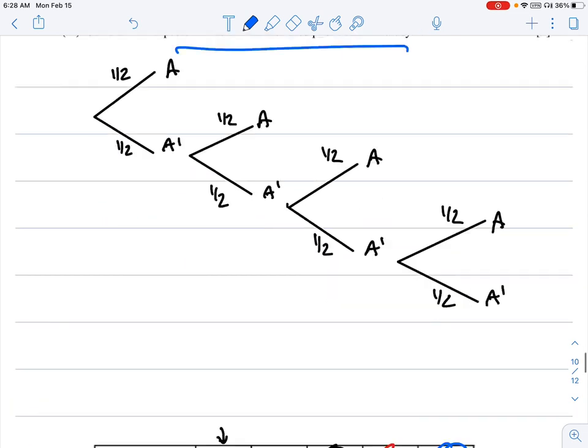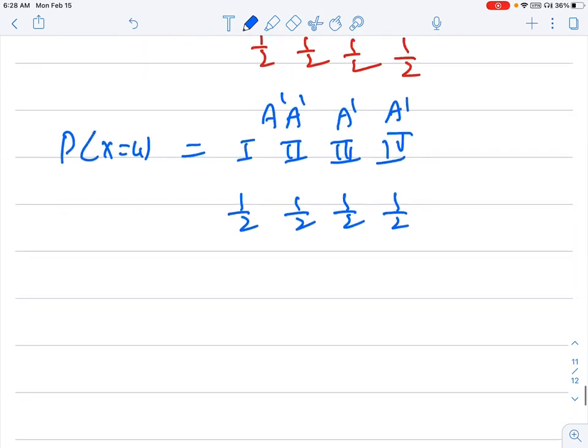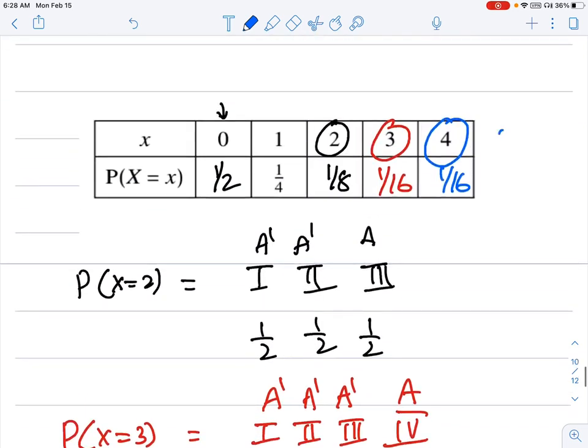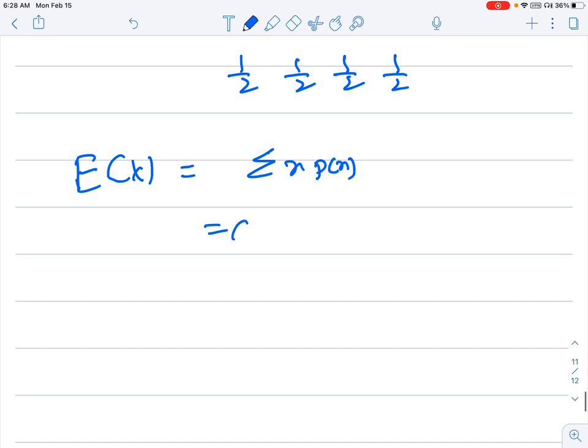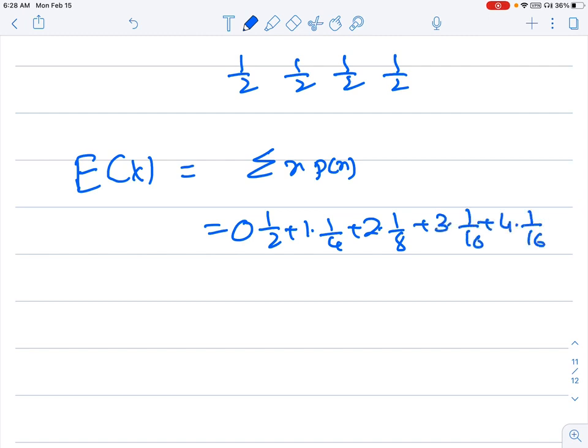Calculate the expected frequency. He is asking the expected value of X, so it is sigma xP(x), or just multiply these two and add it out. So it becomes 0 times 1 upon 2 plus 1 times 1 upon 4 plus 2 times 1 upon 8 plus 3 times 1 upon 16 plus 4 times 1 upon 16, which is 15 upon 16, or 0.938.